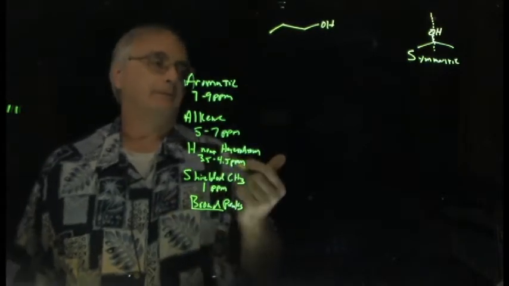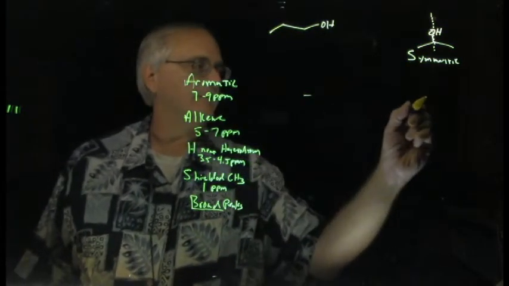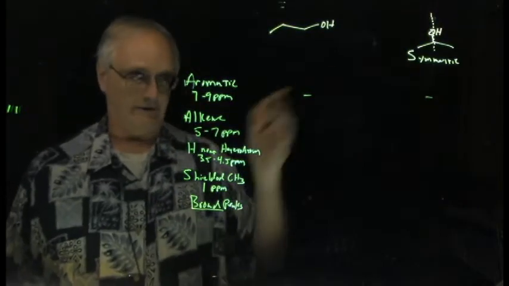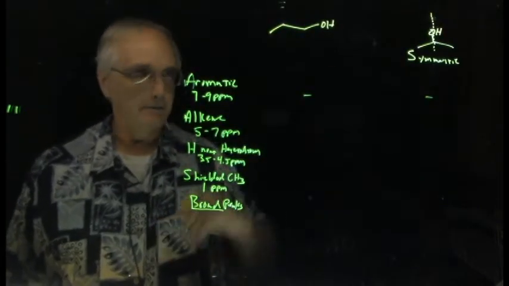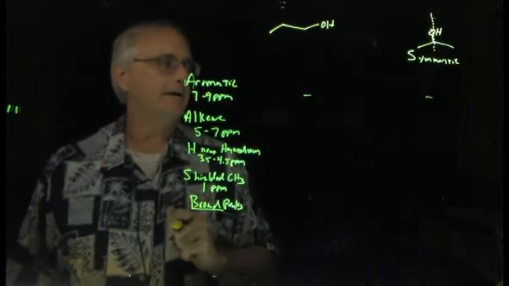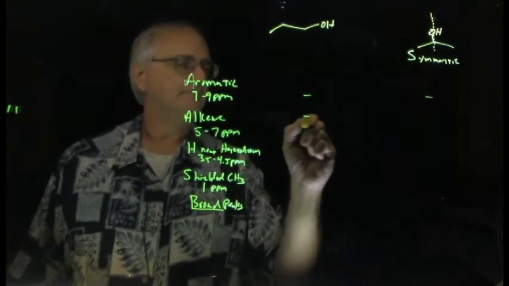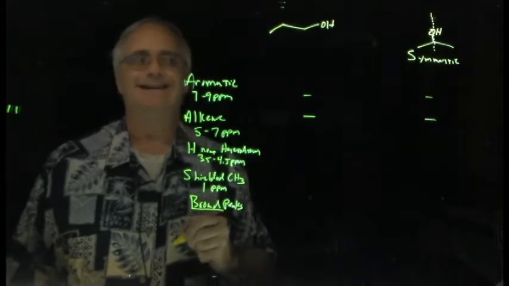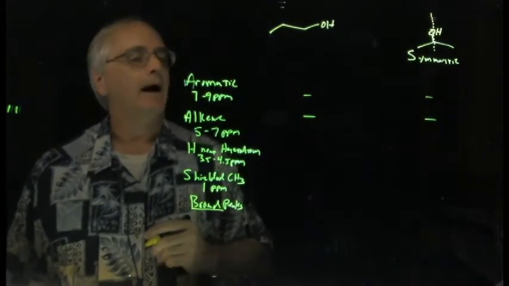The aromatic region. Well, sadly, the aromatic region is not going to be of any use to us. Neither one of these molecules is aromatic. Okay? So of our 5 best friends, that one's not going to help us much. The alkenes. Well, not much help from these guys either. Neither one of these is an alkene.